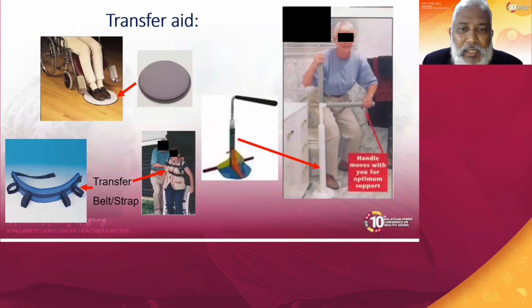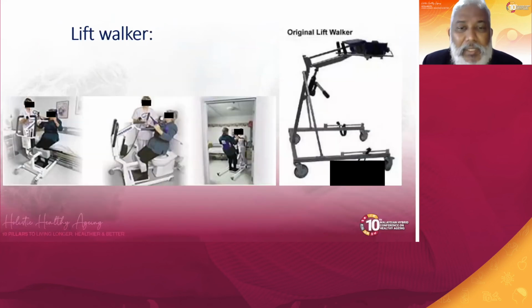This is an example of a leg lifter and transfer aids, for how to transfer from the bed into the wheelchair or into the bathtub. Also use transfer belt straps, which can help the caregiver for easier transfers. Some places, or if you have high-end technology, we can use a lift walker or hoist to help them transfer if they are bedridden.